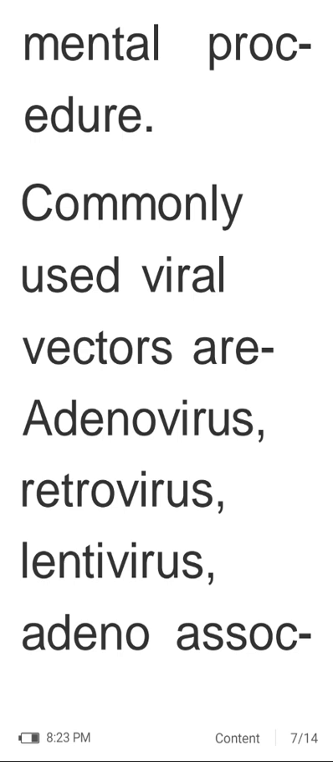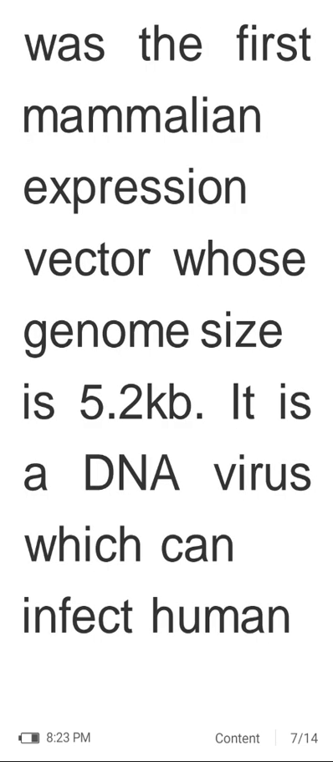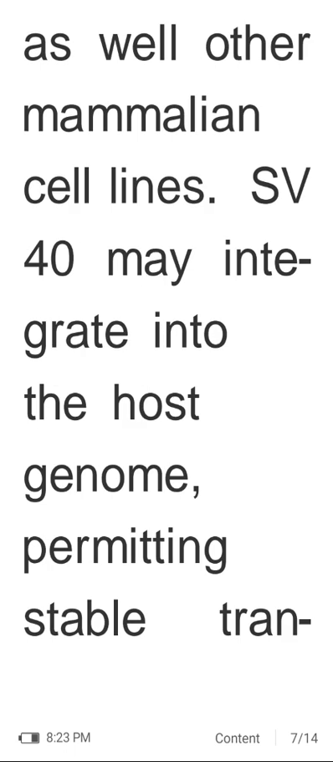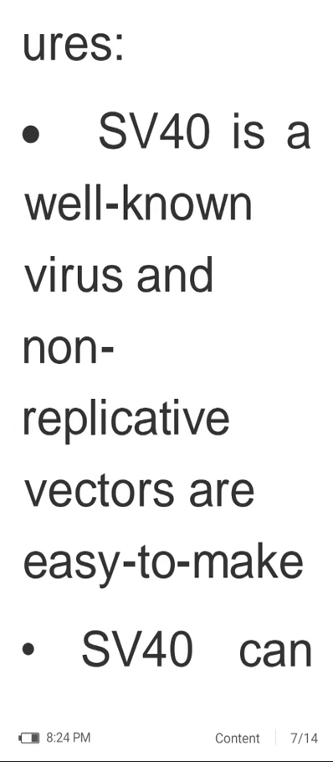Commonly used viral vectors are adenovirus, retrovirus, lentivirus, adeno-associated virus AAV, herpes simplex virus, and simian virus. Let us look at simian virus 40 in detail. Simian virus 40, SV40, was the first mammalian expression vector, whose genome size is 5.2 kilobase pair. It is a DNA virus which can infect human as well as other mammalian cell lines. SV40 may integrate into the host genome, permitting stable transmission of insert DNA to daughter cells. Recombinant SV40 vectors display some unique features. SV40 is a well-known virus and non-replicative vectors are easy to make.